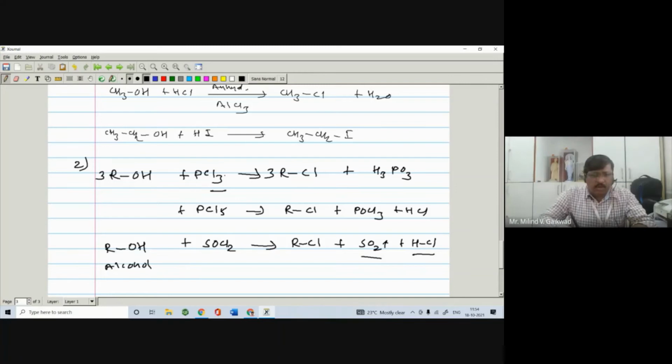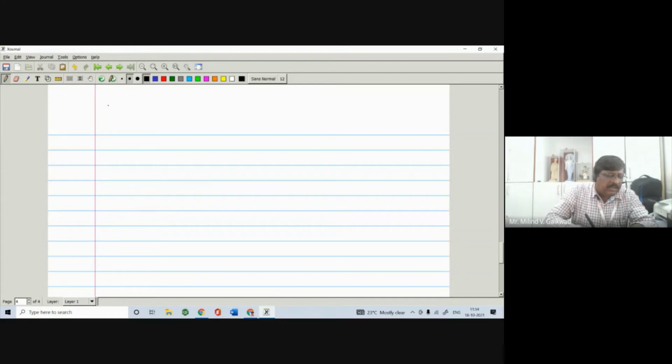So similarly, instead of PCl3, you can use PBr3 or PI3, and you can write the example. Just change the R by methyl, ethyl, propyl, so we can get a number of examples. So I think there is no need to write the example. We have to write only the R. Then, starting from the next preparation, we can take the third preparation.